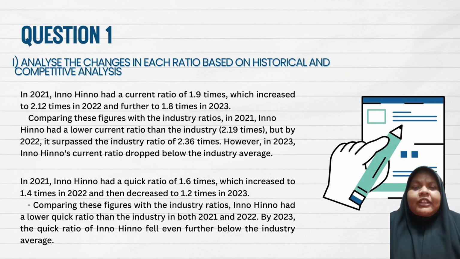For quick ratio analysis, in 2021 Inohino had a quick ratio of 1.6 times, which decreased to 1.4 times in 2022 and then to 1.2 times in 2023. Comparing this figure with the industry ratio, Inohino had a lower quick ratio than the industry in both 2021 and 2022. By 2023, the quick ratio of Inohino fell even further below the industry average.